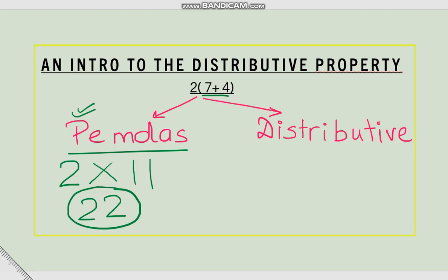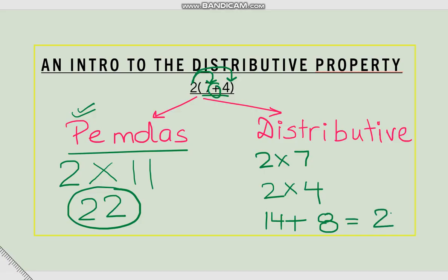But this is something all of us know. Today we are going to talk about distributive property. What did our distributive concept tell us? That 2 has to be distributed equally by 7 as well as by 4. So 2 times 7, 2 times 4. What is 2 times 7? 14. Since there is a positive sign here, we add them. 2 times 4 is 8. The answer again is 22.